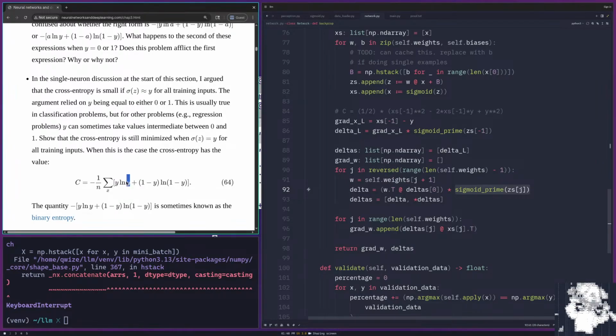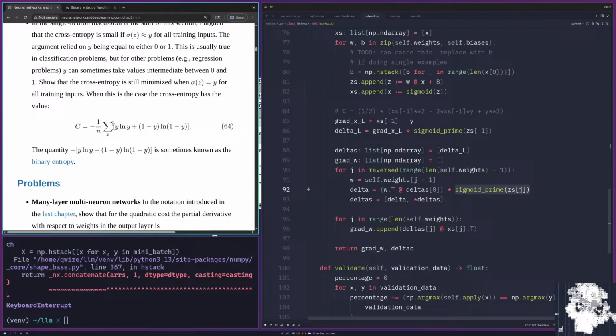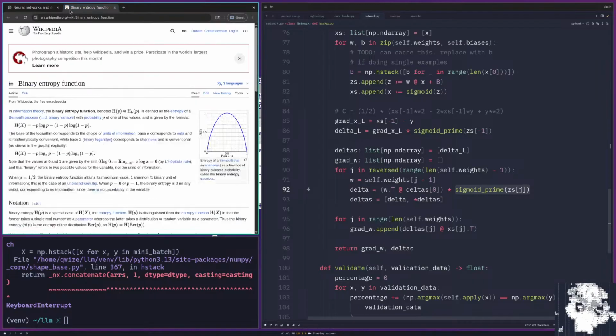So y is some value not 0 or 1, so we can't just make part of the expression go away anymore. I don't know. I don't see an obvious way for me to attack this. Maybe I have to know about the binary entropy function.